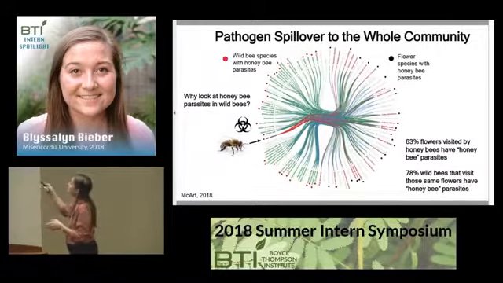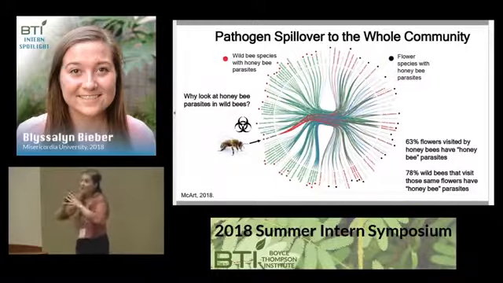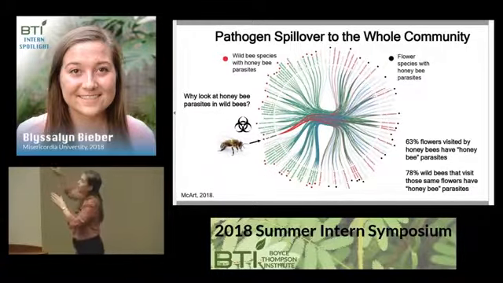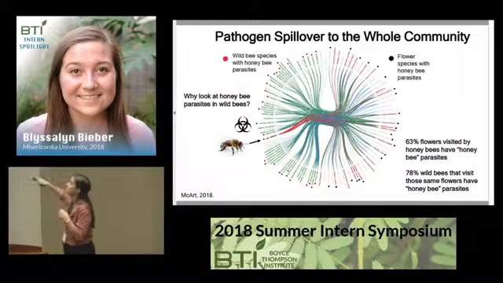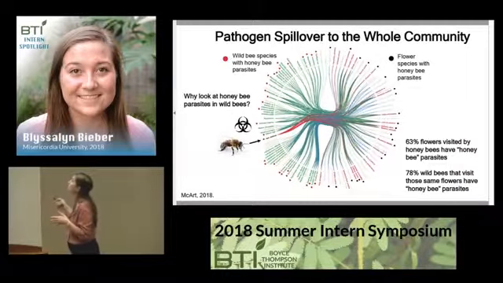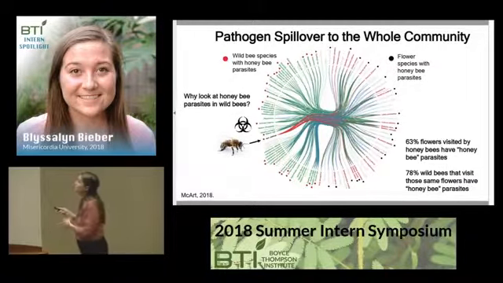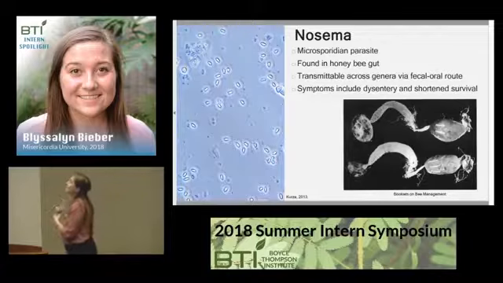So yeah, this is really just to make a point of how complex the pollination network is and the amount of crossover that could happen with any of these wild bee species to any of these flowers that this honeybee is foraging on. So really quickly, this honeybee parasite that we're looking at is known as Nosema.